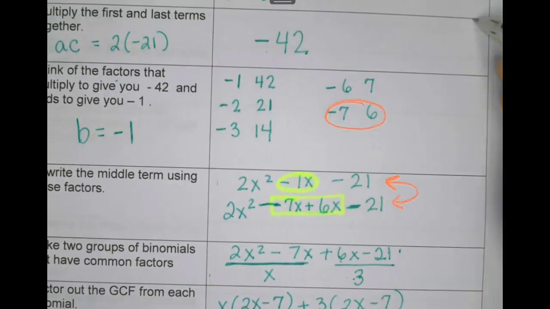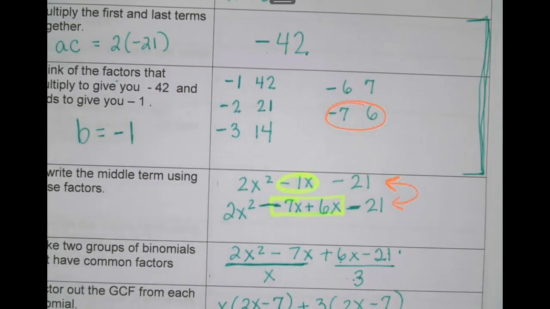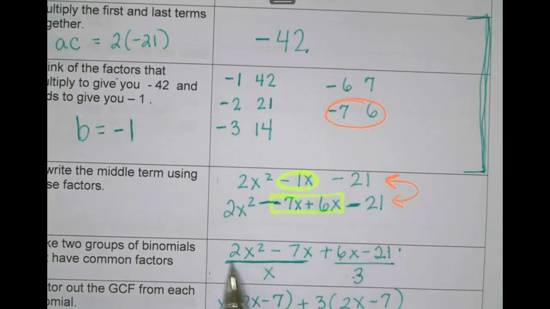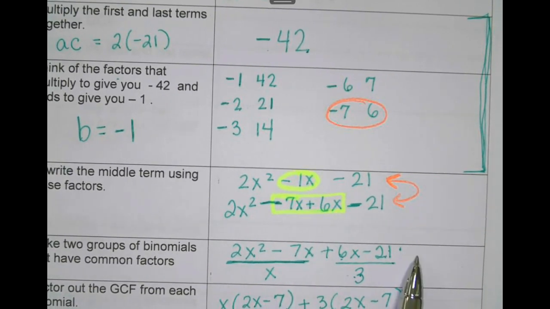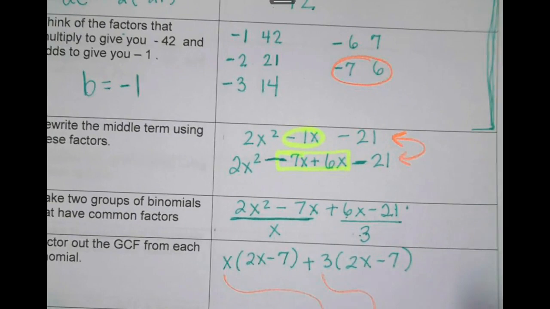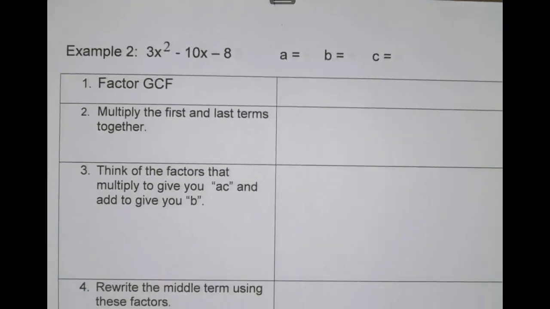Steps numbers 2 and 3 are to figure out the numbers that we need here to make this into 2 groups of 2 so that when I factor them, I'll have a common binomial there. This is not easy. It's easier if you know your multiplication facts. Let's look at another example.